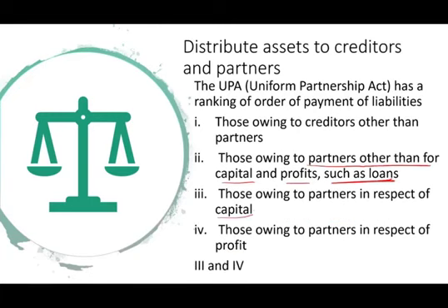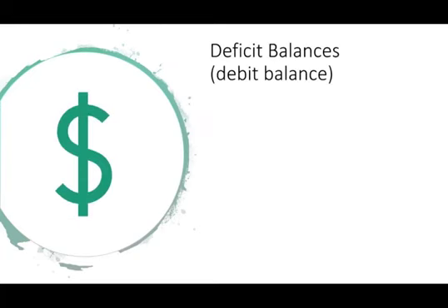Now bear in mind that 3 and 4 usually are combined. So basically, after we pay the outside creditors and the partners' creditors, or somehow satisfy them, 3 and 4 are basically combined together, because what's left is that you have to pay their capital balances. Sometimes what happens is this: the partners will have deficit balances. What is a deficit balance?